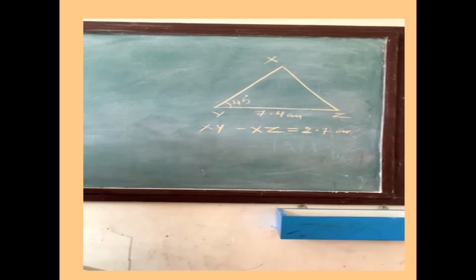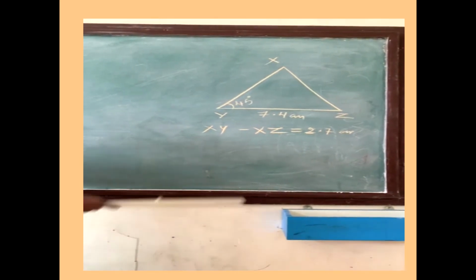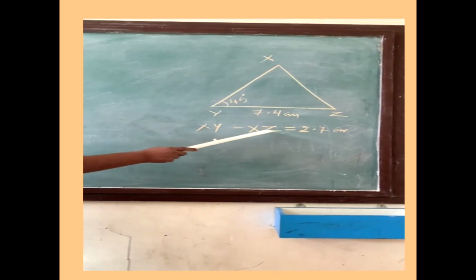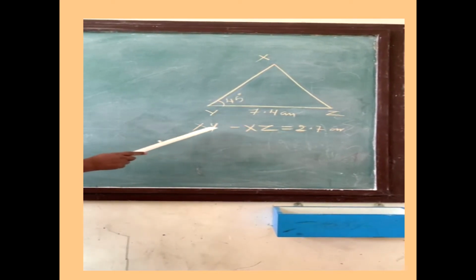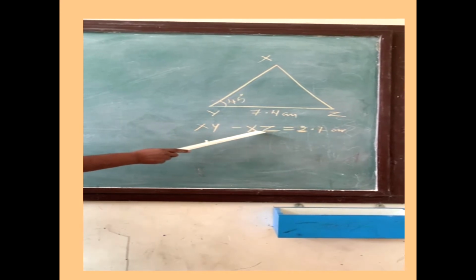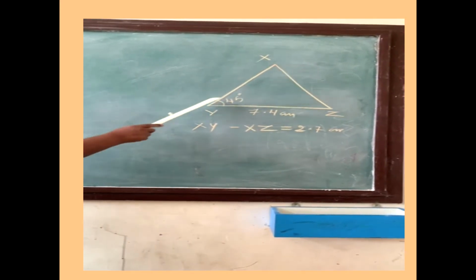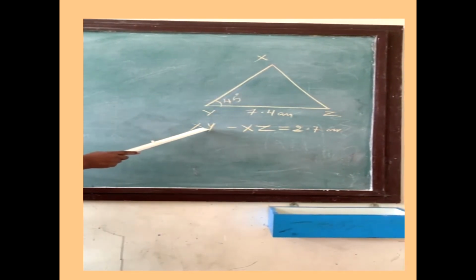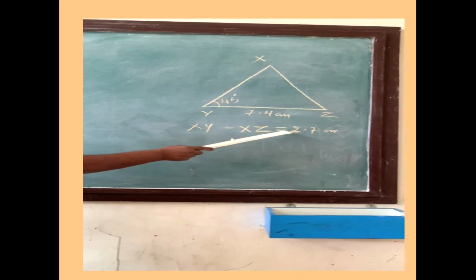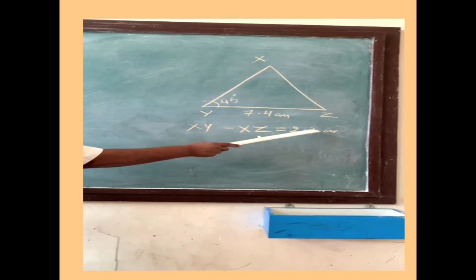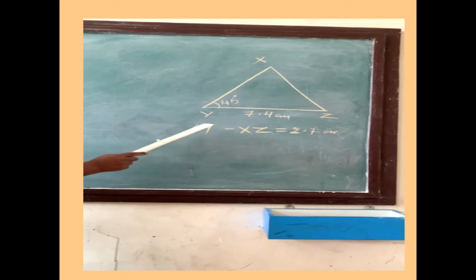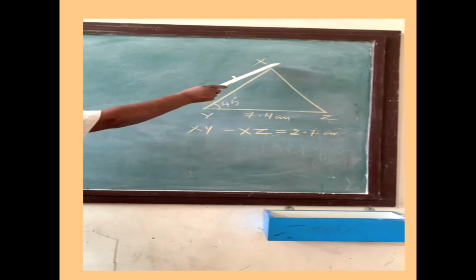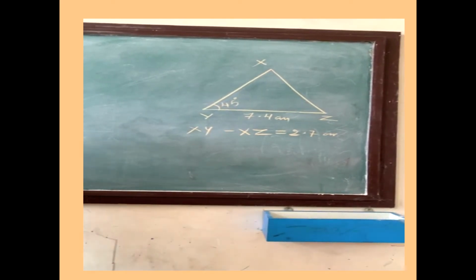In the previous video you have seen the sum of two sides of the triangle was given. Now in this, the difference of the two sides is given. We have to be very careful in this one because XY is greater than XZ. Why? Because XY minus XZ equals 2.7. When you subtract a smaller number from a bigger number, you get a positive value. Therefore, XY is greater. Let us see how to do construction.